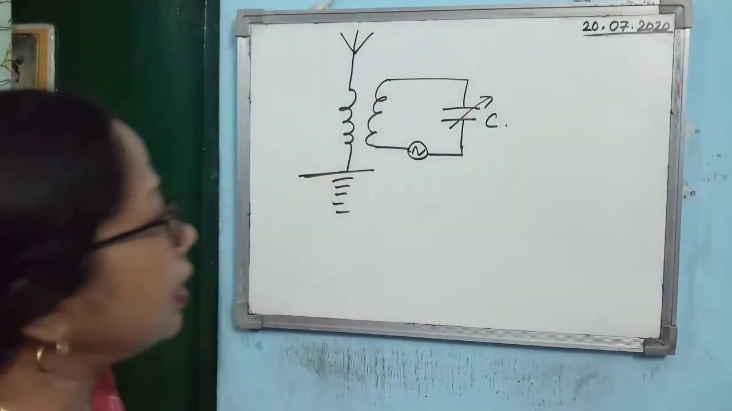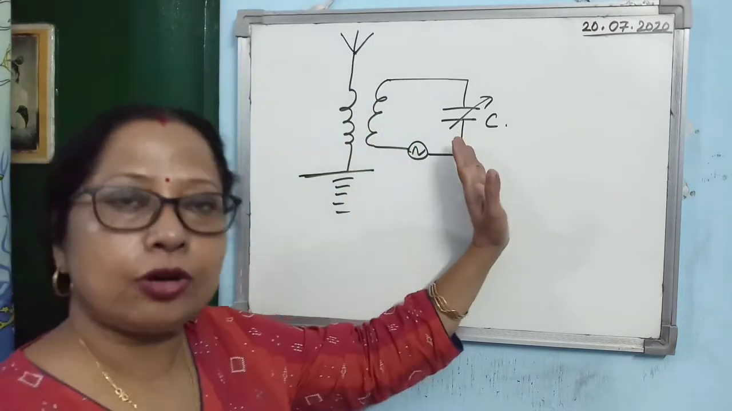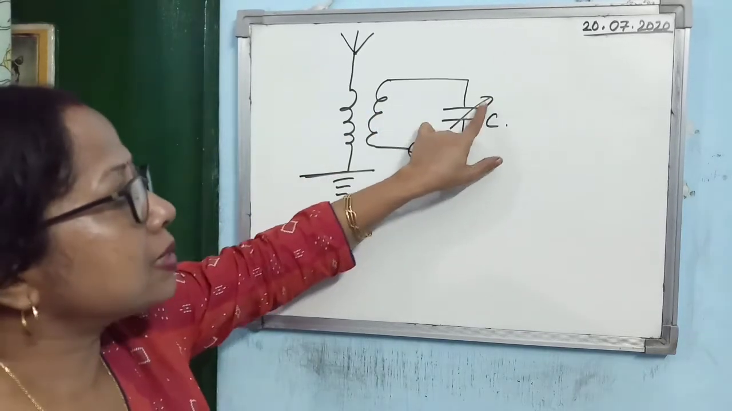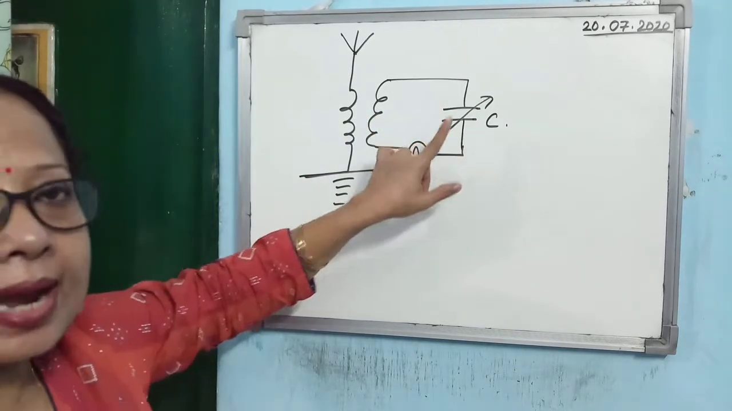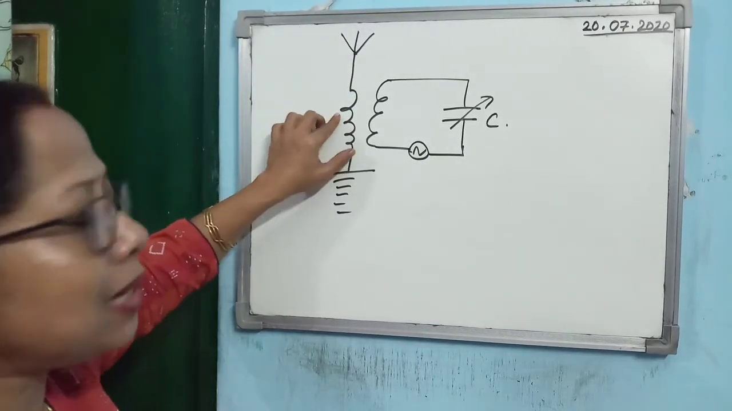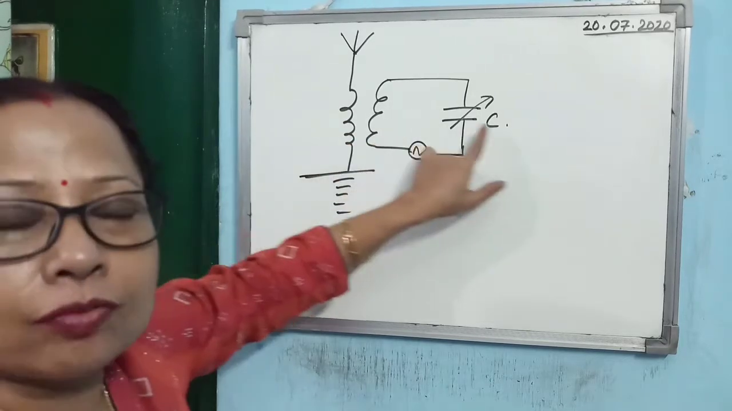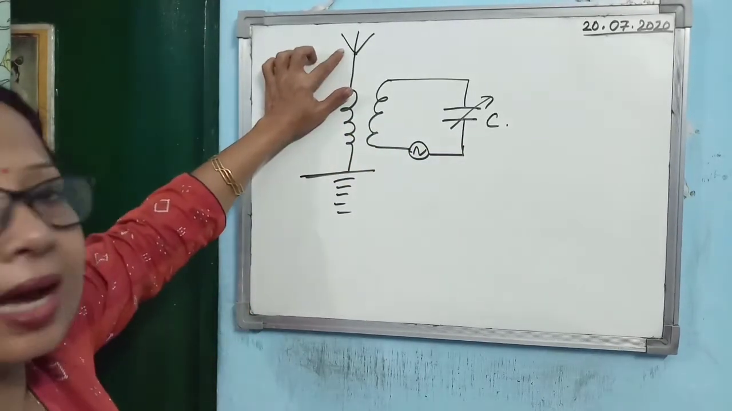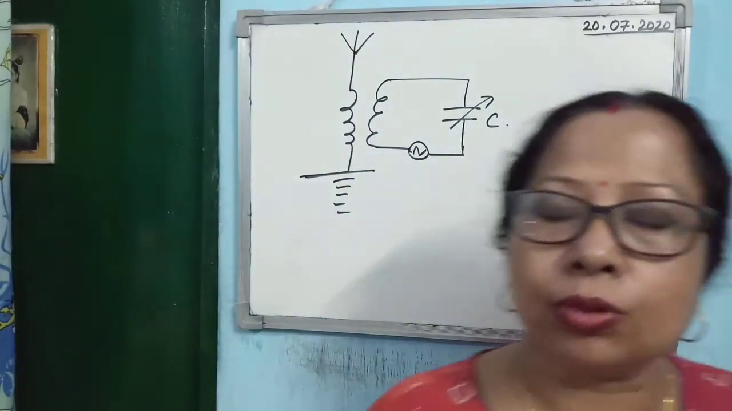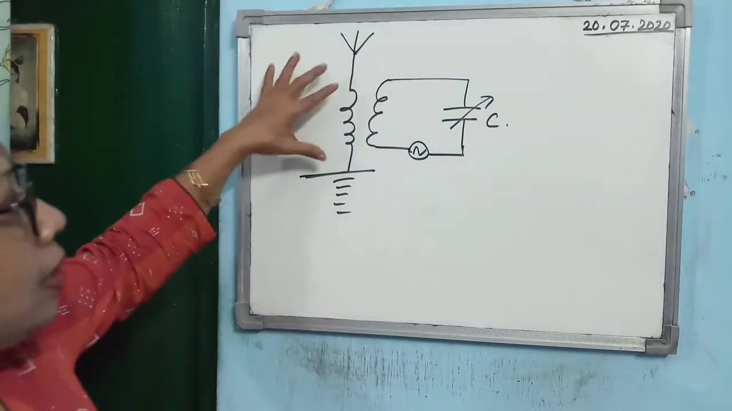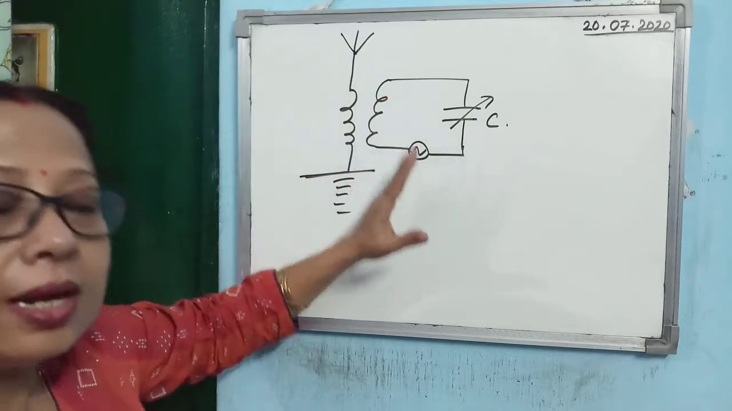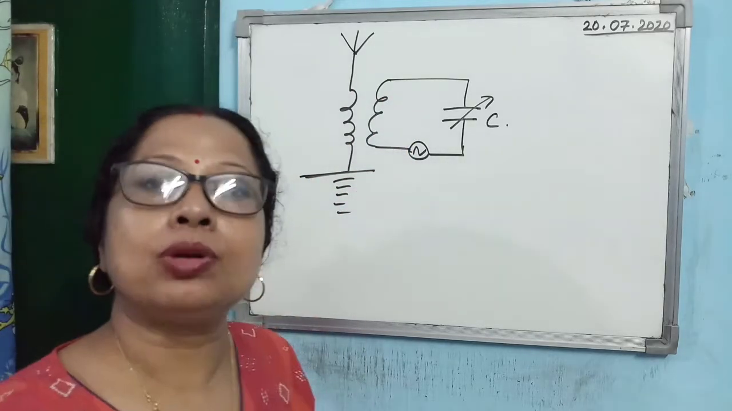So what is happening here? You see how the radio receiver circuit is built. There is an LC circuit, and here the capacitance is a variable capacitor. With the antenna there is an inductor, and it is coupled with the inductor of the LC circuit. So when the antenna receives a signal from a particular radio station, a potential difference of that particular frequency develops due to mutual induction.